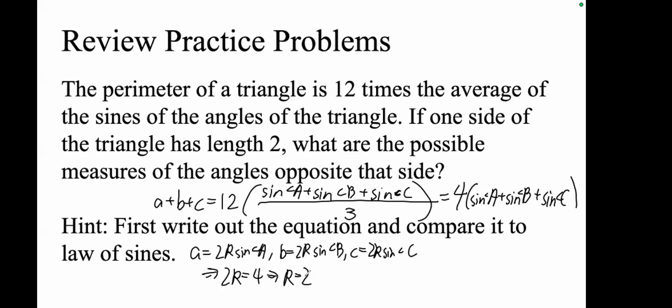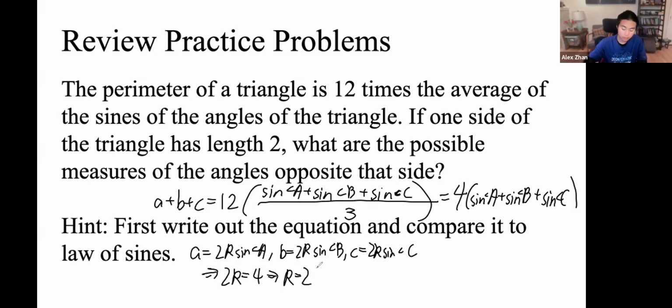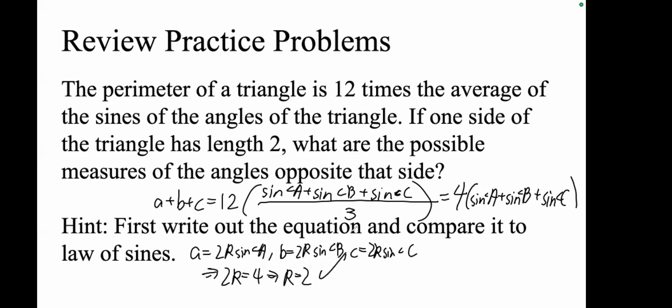And then you just factor out 2r on the left side. So 2r times (sine A plus sine B plus sine C) equals 4 times (sine A plus sine B plus sine C). And you can get 2r is equal to 4, so r equals 2. And then now you can find the possible measures for the opposite angle.